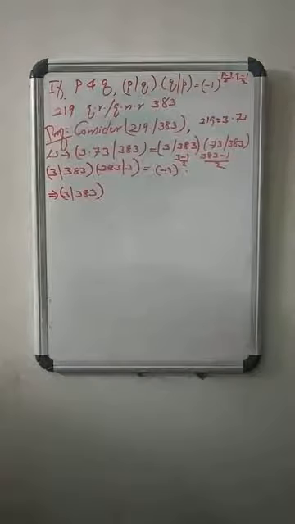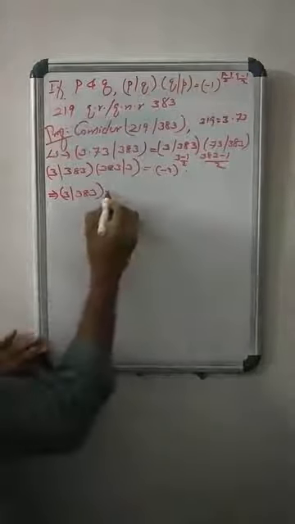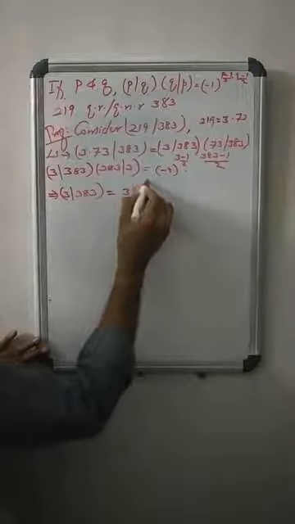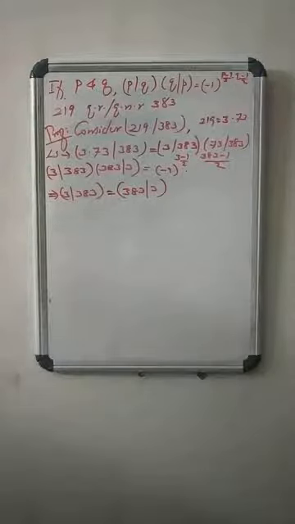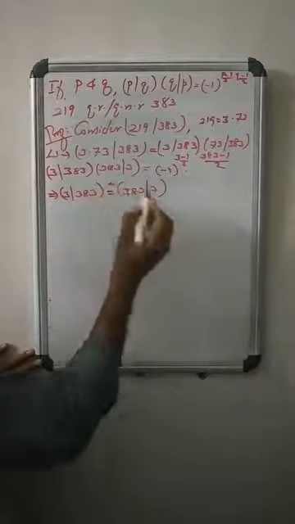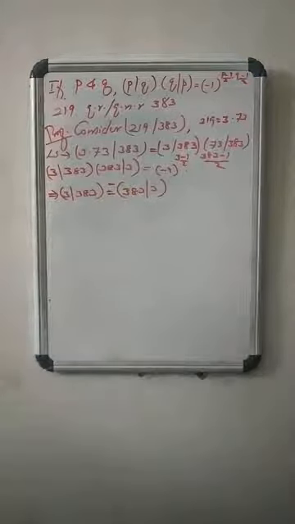383 equals (383 bar 3) into, what is minus 1 power (3 minus 1)/2? It is minus 1. And (383 minus 1)/2, that's again an odd number. So minus 1 power of an odd number is negative. Agreed? So (3 bar 383) equals minus (383 bar 3). Agreed?